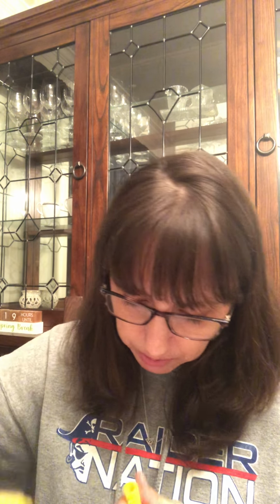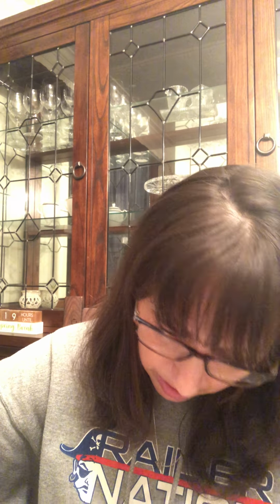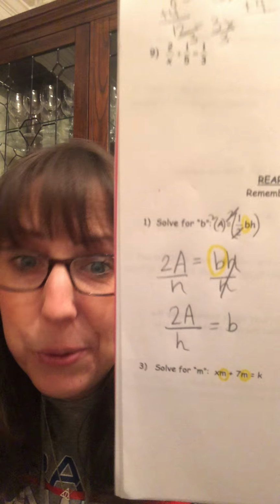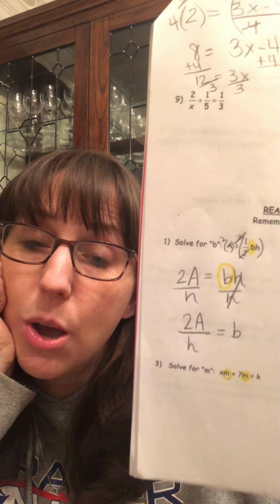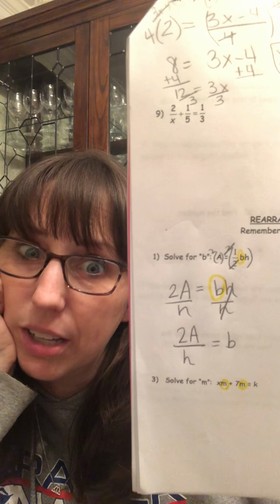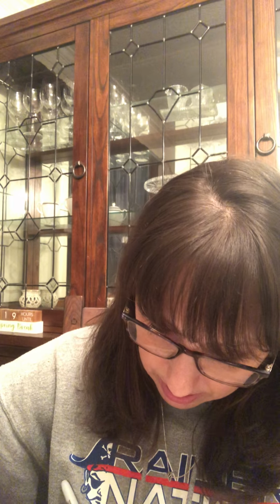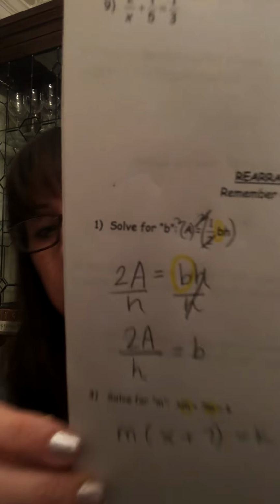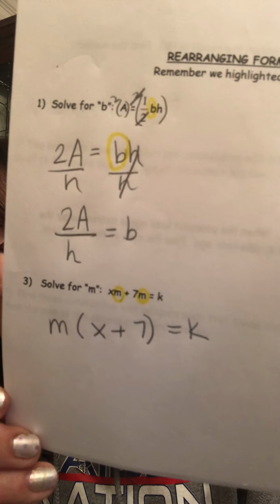And again, I'll do number 3 for you as well, because that was a wacky one. This one says solve for m. But when you're looking at it, we have 2 m's. What do we do? If you remember back to class, we would take the m's out and use them as a GCF. And then when we rewrote it, we only have 1. So watch. If I pull out an m as a GCF, that leaves me with x plus 7 in parentheses equals k.